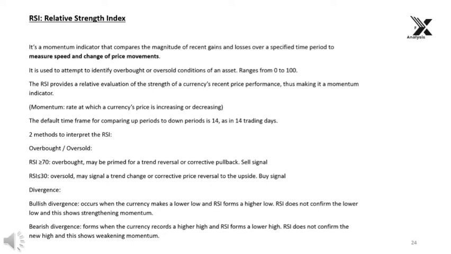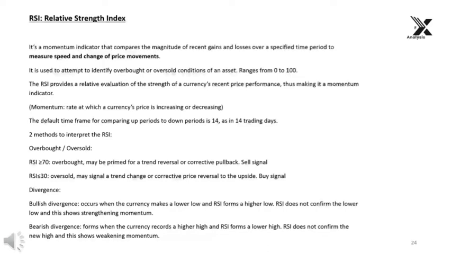Overbought or oversold. RSI superior to 70 is considered overbought, may be primed for a trend reversal or corrective pullback. It is a sell signal. RSI inferior to 30 is considered oversold, may signal a trend change or corrective price reversal to the upside. It is a buy signal.